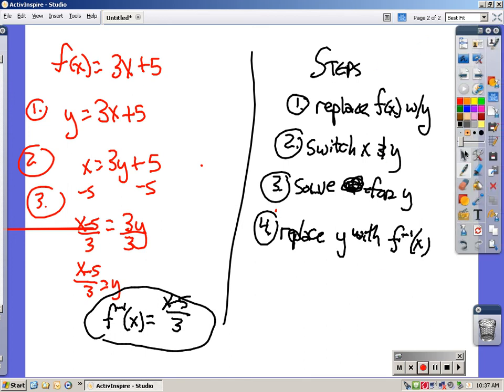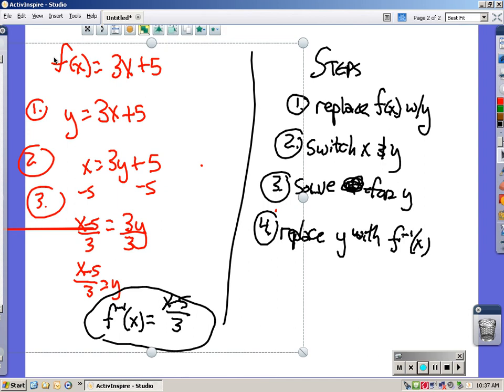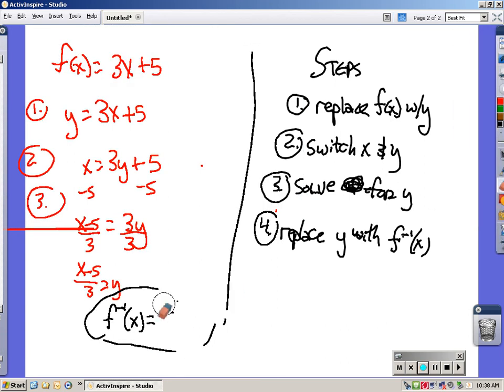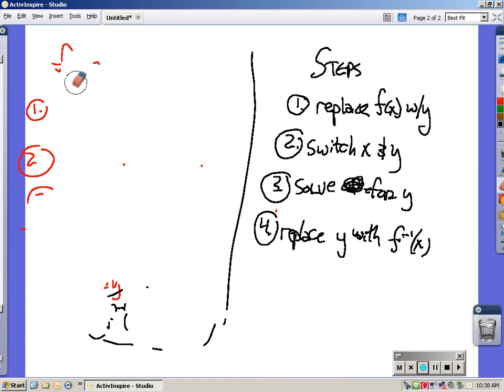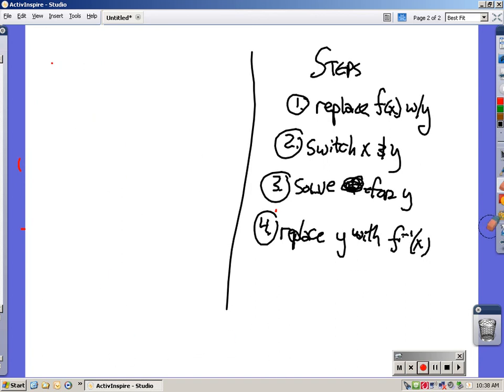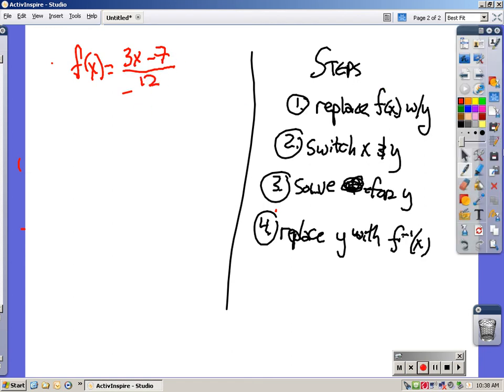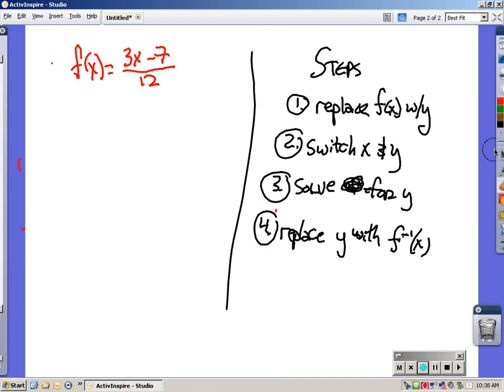Here's the nice thing about having a process. If I have an idea of what my process is, what I'm going to do in order to make this happen, I can just keep the process alive and use it to solve any problem. So let's try a problem that's a little more difficult than the one that we just did, and I'll just make one up here. So let's say we have f of x is, I like 3's for some reason, 3x minus 7 over 12. So that's our problem. We want to find the inverse for that if it exists.